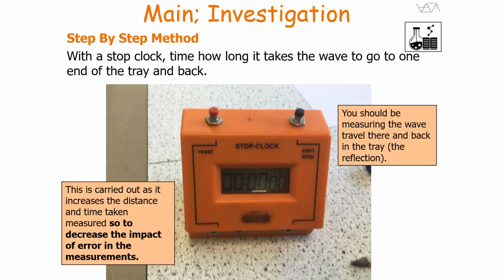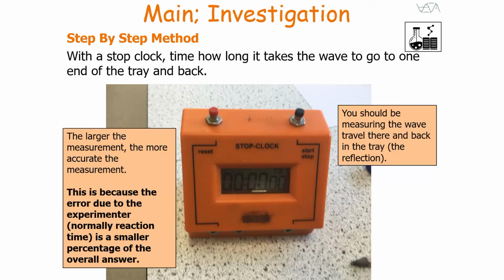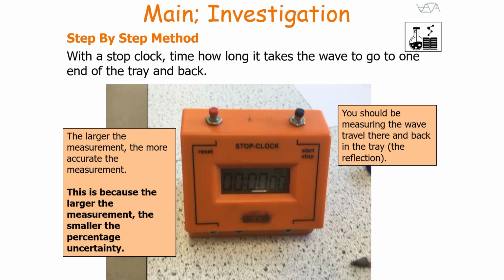Now this means to minimize the impact of the error, the larger the values you take of these measurements, the lower the impact the error has, making your results more accurate. We call this in science percentage uncertainty. So the larger the measurement, the more accurate the measurement, because the lower the percentage uncertainty, because the error due to the experimenter is a smaller percentage of the overall answer. So the larger the measurement, the smaller the percentage uncertainty.